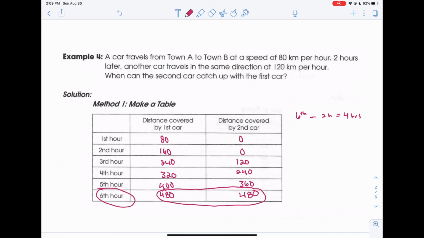For our second method, what you could have done is multiply 80 by 2, and you would have gotten 160. And then you would have looked at your speed for the second one. You could have done 160 divided by our 40, and then we would have gotten 4. So after 4 hours, we could have caught up with the first car. And that is the final problem for catching up.